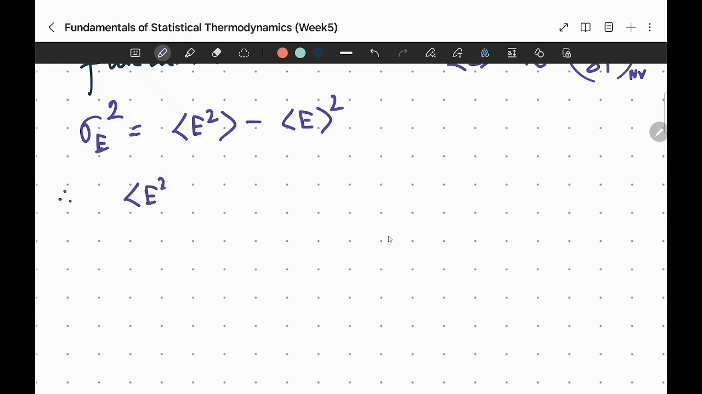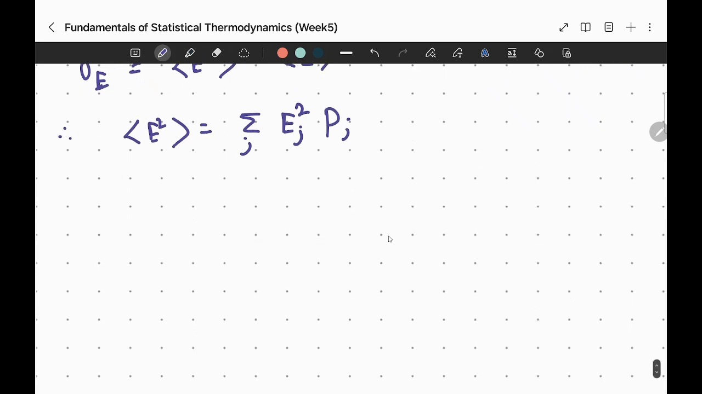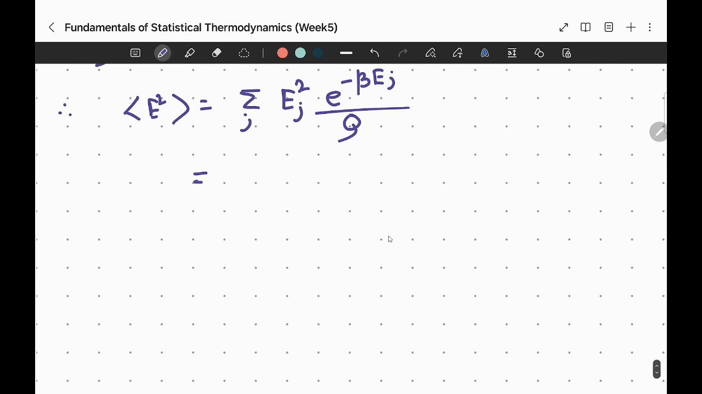So what is the E square average? For any average, it may be anything. Here it is EJ square PJ, summed over J. The term is EJ square, not E square. So how can you calculate this EJ square PJ? PJ is 1 by Q.